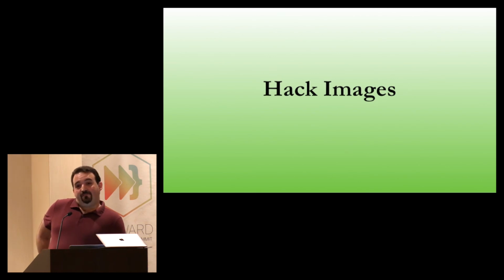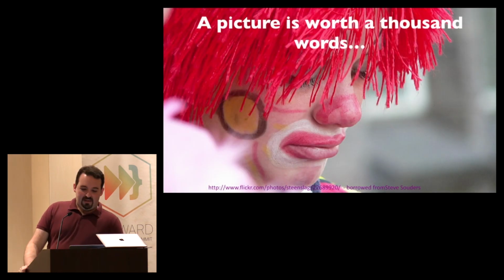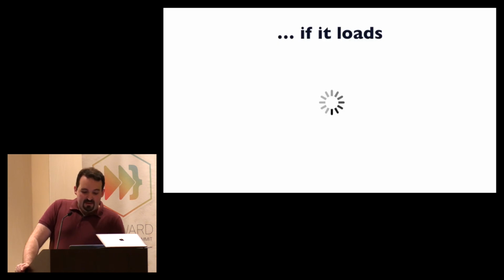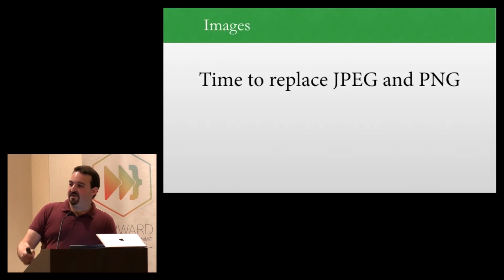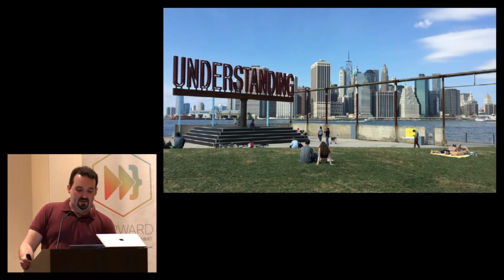Talking about images, what can we do with images right now? Well, we know that a picture is worth 1,000 words. For example, in this case, our users, who we know are sad, should have that picture load for them, okay? And that's another issue that we need to think about. So it's time to replace JPEG and PNG. And we can do it, okay?